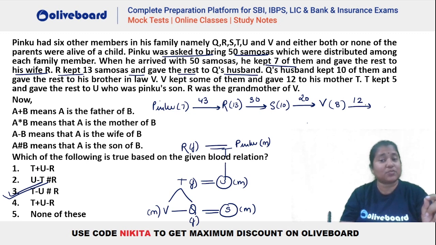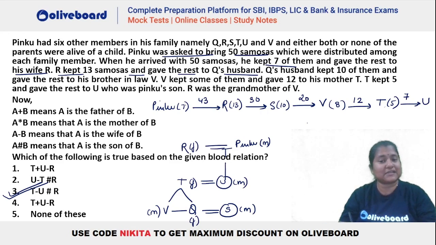And he passed 12 to his mother T, right? So you can see V's mother T now got 12 samosas. T kept 5, right? So you can see T kept 5 here. So out of 12, T kept 5. That means passing 7. Gave 7 to U, right? So you can see U gets 7 here.